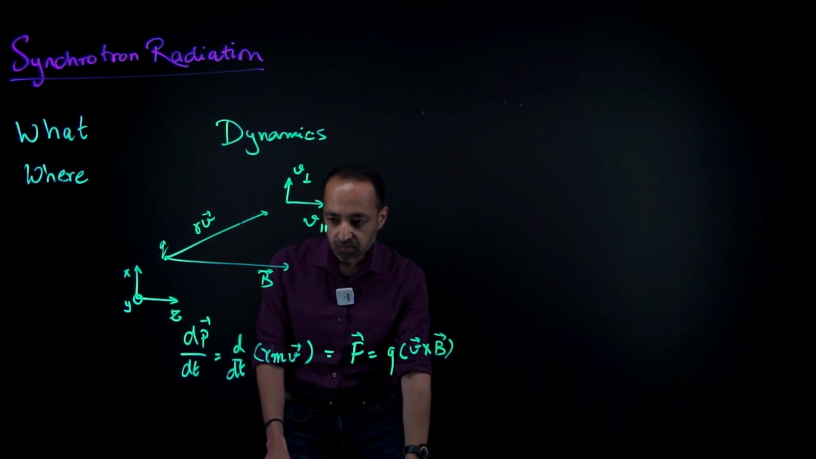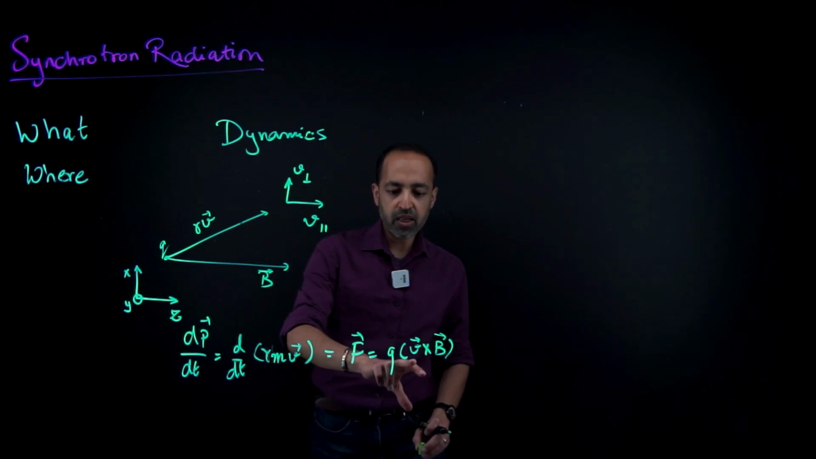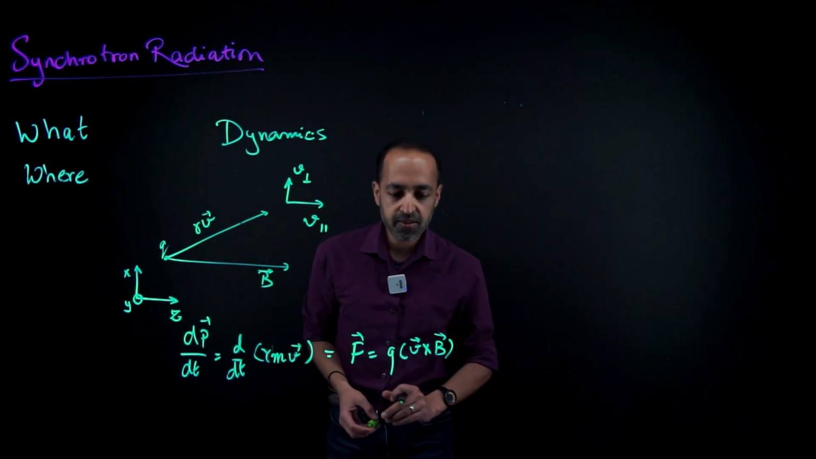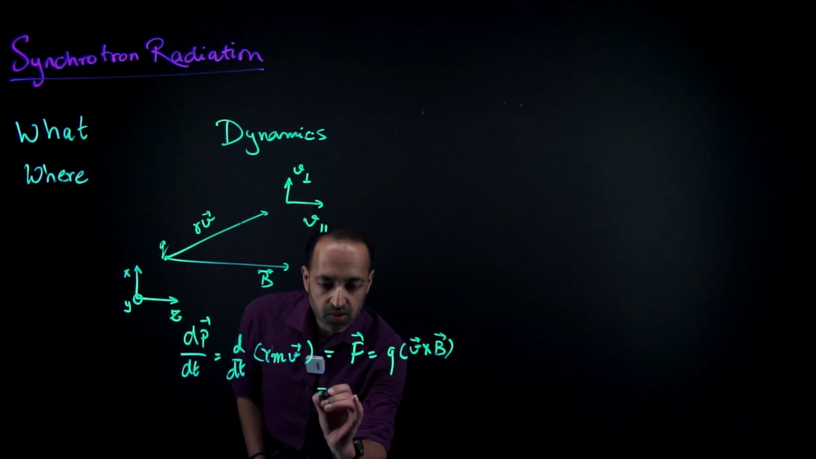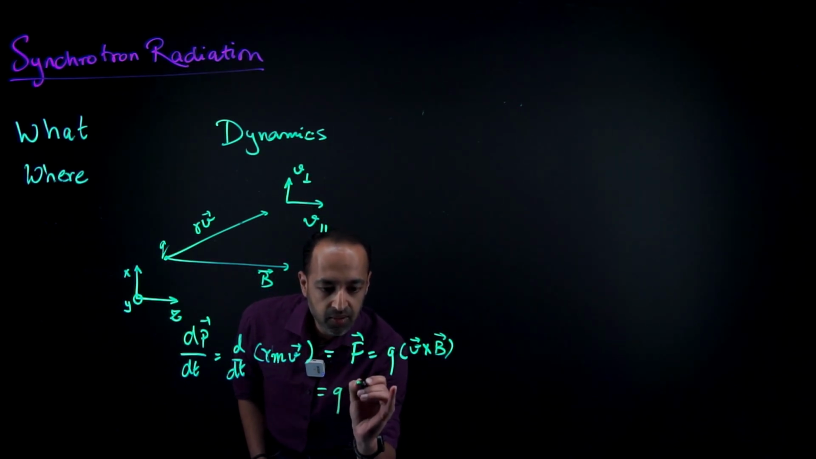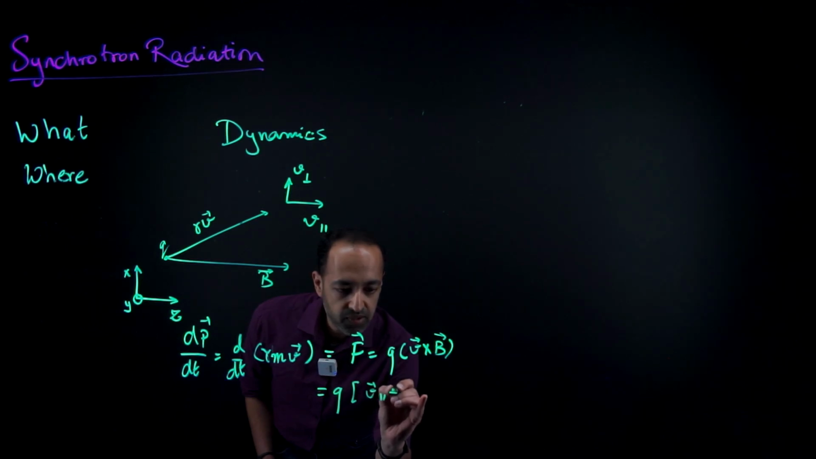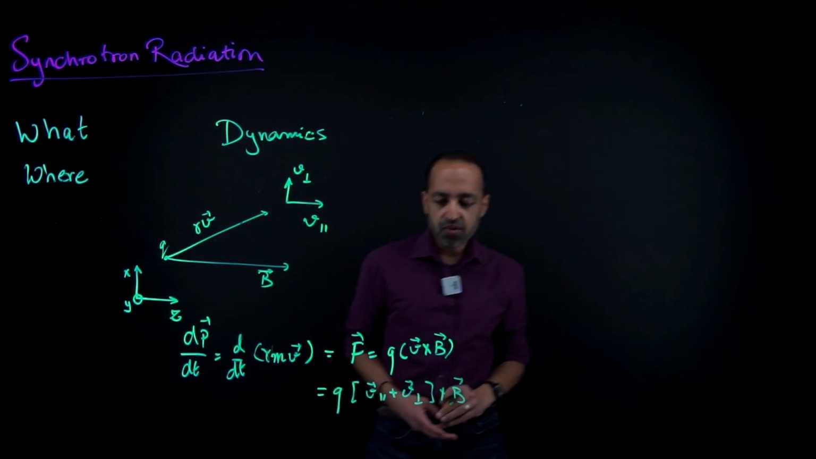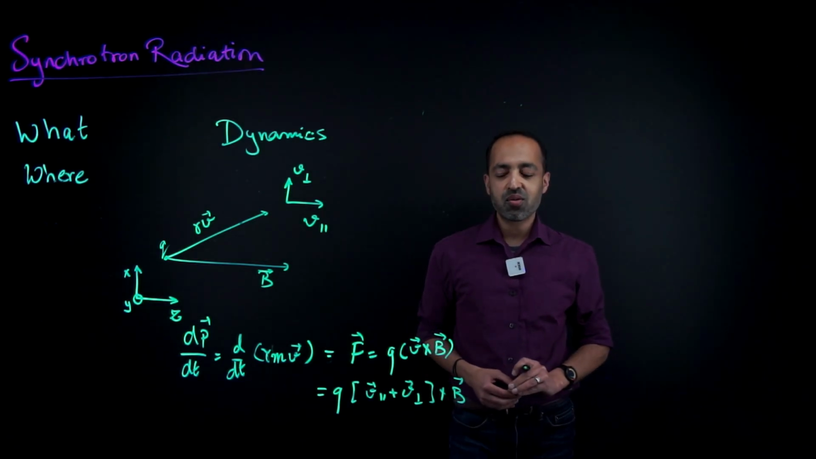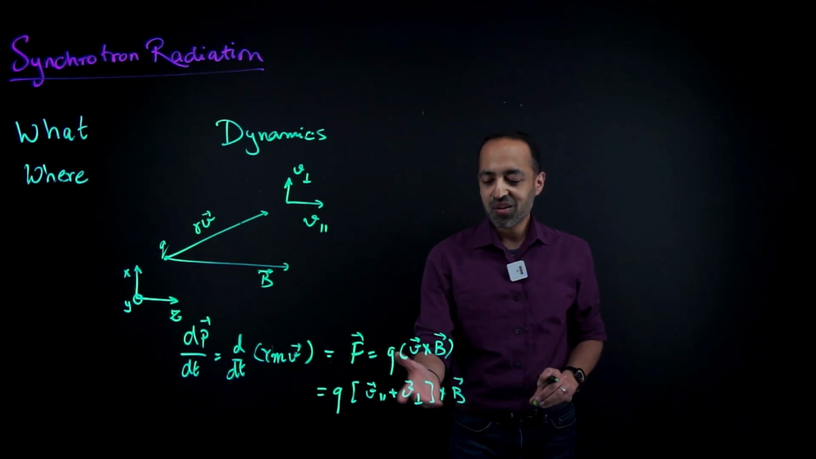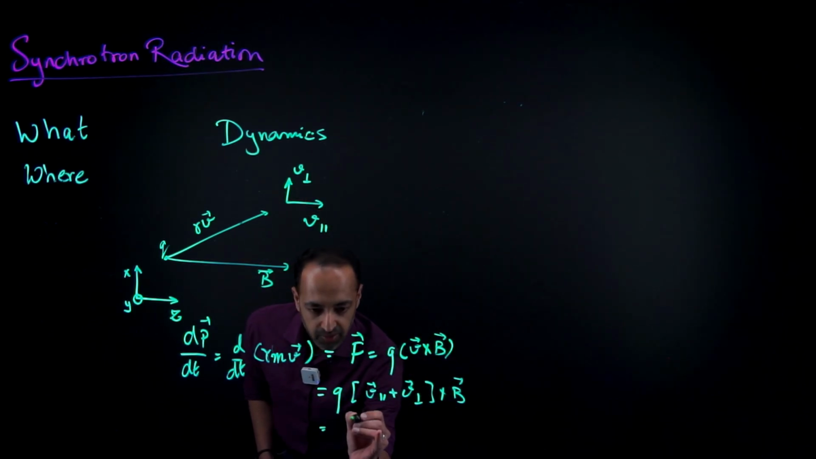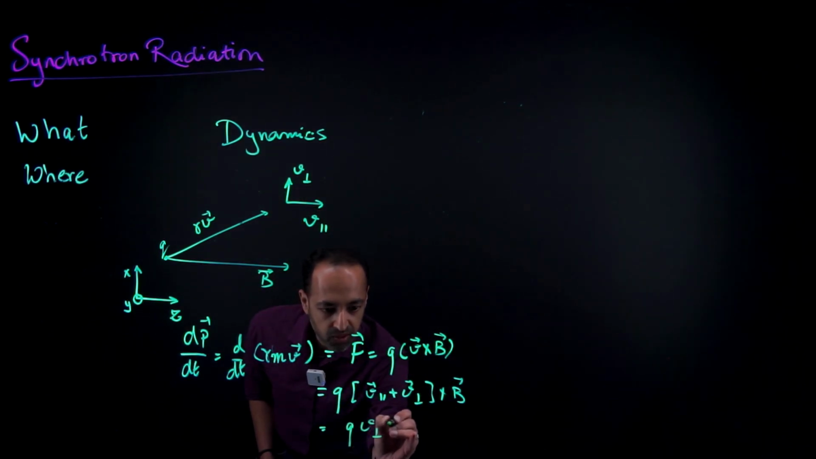So then what we can again do is break this velocity vector into the parallel and perpendicular components. And we can write this down. So that's Q times V parallel plus V perpendicular, crossed with the magnetic field. And of course, the parallel component, when crossed with the magnetic field, goes away. And so you're left with the perpendicular component. And so this gives you Q V perpendicular B.